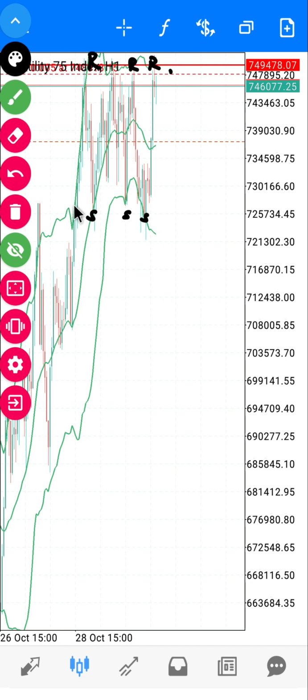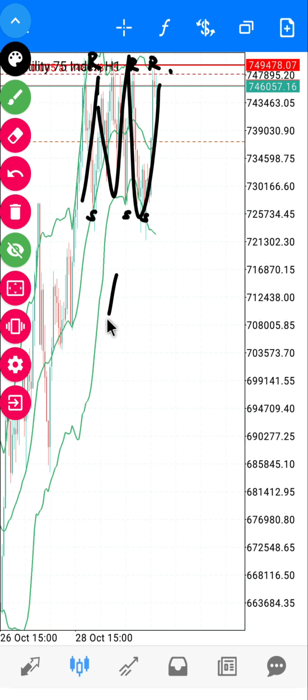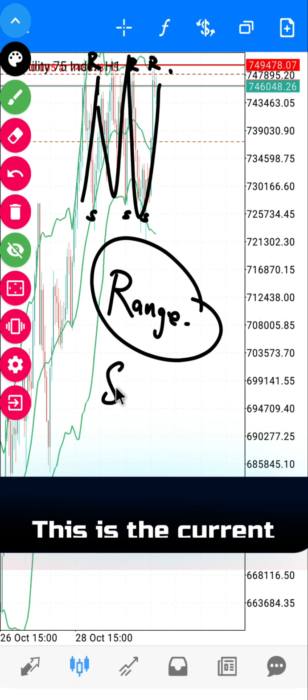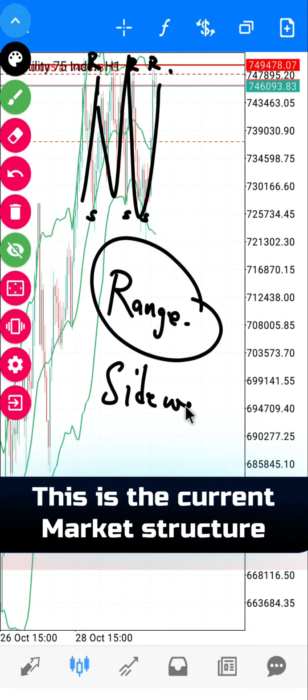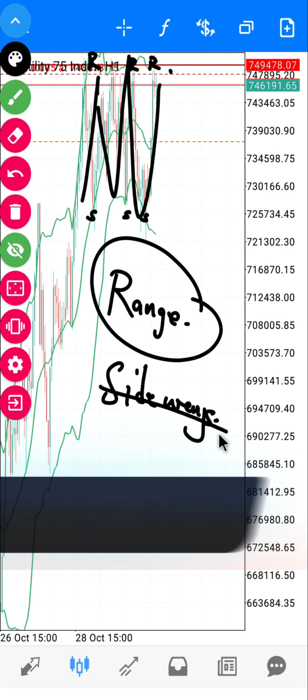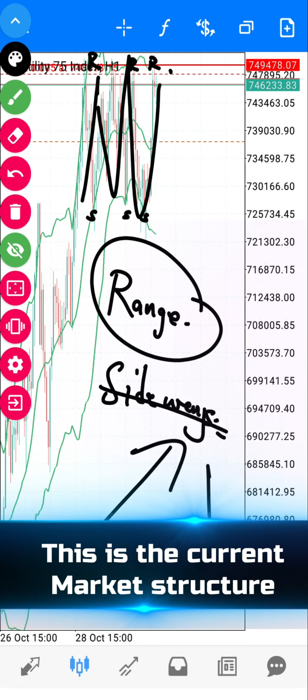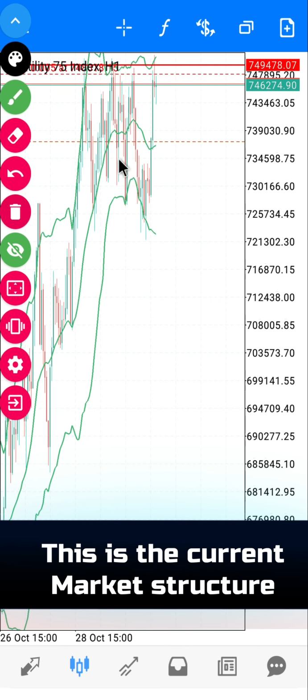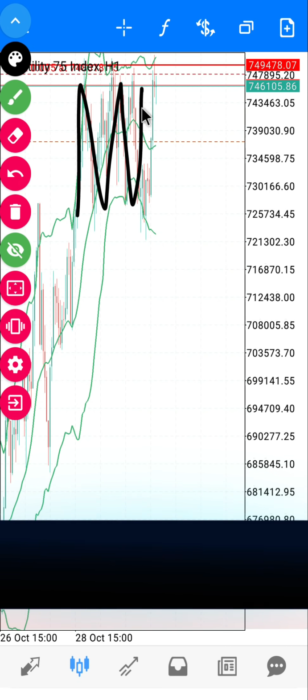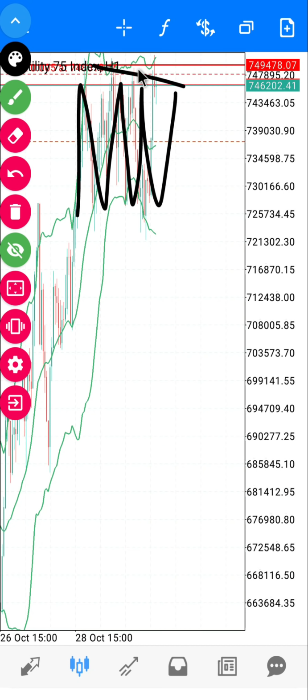You can see that it's bouncing between those particular regions. So we are in what we call a range or consolidation. We are in a range, or you can call it sideways. We are not moving up, we are not moving down in a trend, we're just moving sideways. We're in a consolidation, just like that. So this right here, that's our resistance. This right here, that's our support.